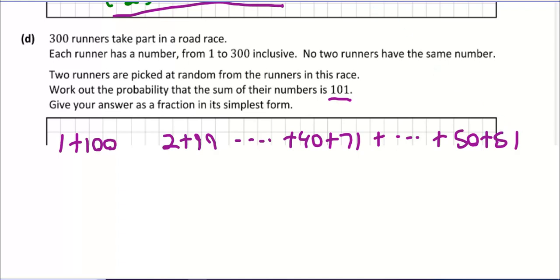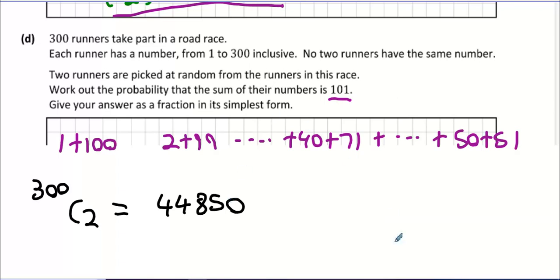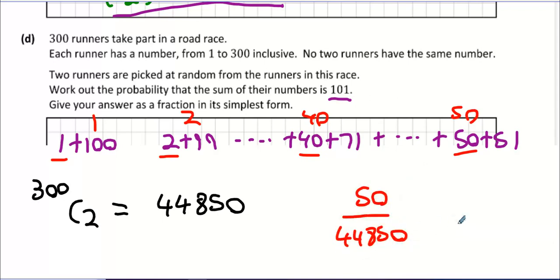Now, the amount of people we have in total is 300 runners. And if we choose 2 of them, that's how many combinations we have in total. So there's 44,850 pairs of competitors. And if you count how many pairs we actually have, 50 pairs, because the first number tells you how many pairs we have. That'd be the 40th pair, and this one here would be the 50th pair. So we actually have 50 out of 44,850, which turns out to be 1 out of 897.